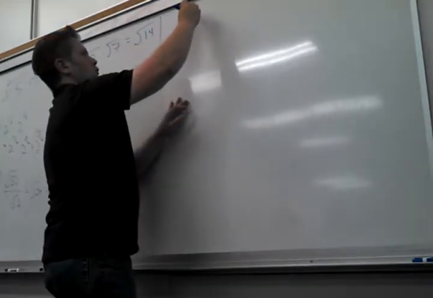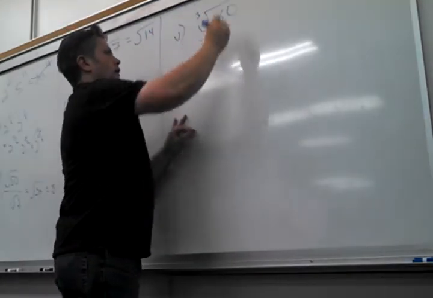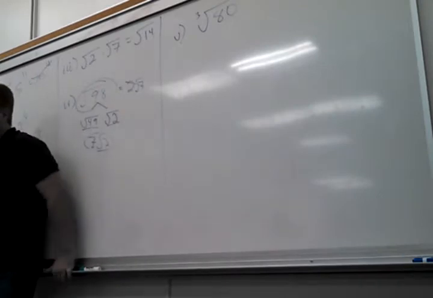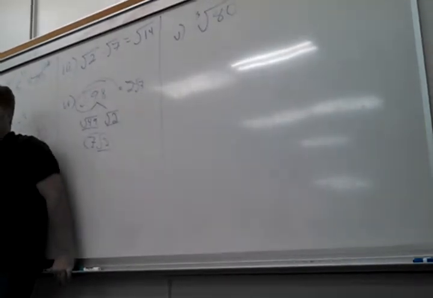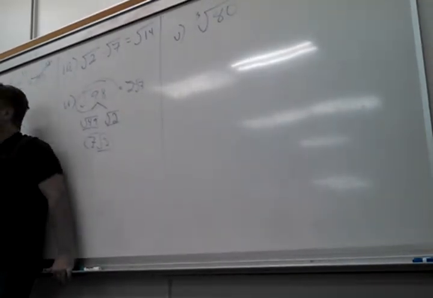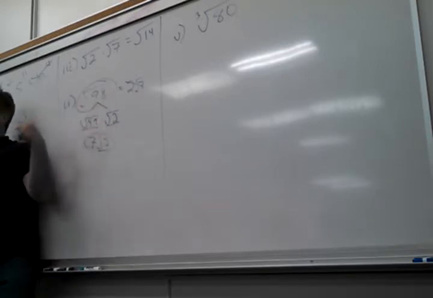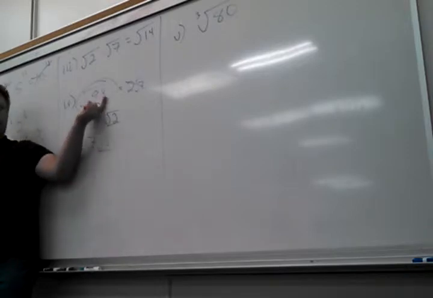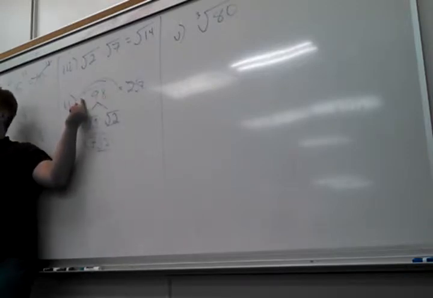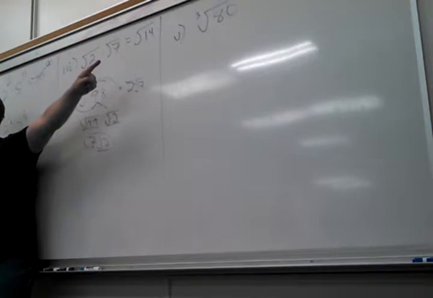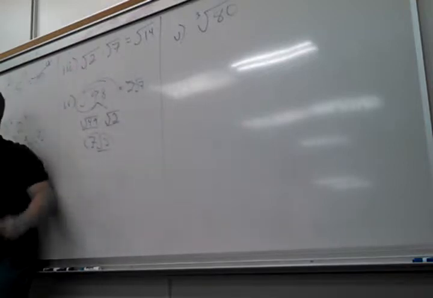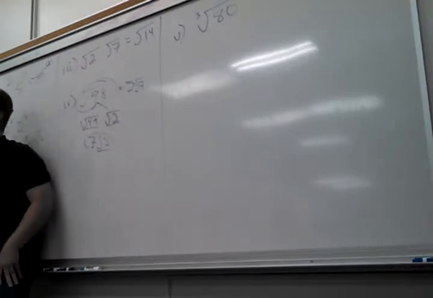So how would I do cube root of 80? So reduce that, simplify this. What's your first step? Our first step here, where'd the 49 come from? It was a square that was in there. Why do we want to look for a square? Because it's a square root. So what do we want to look for now? A cube. So what number that is a cube is in 80?